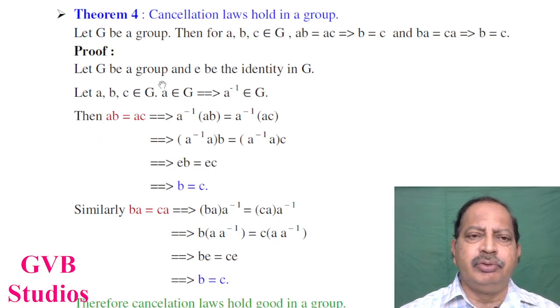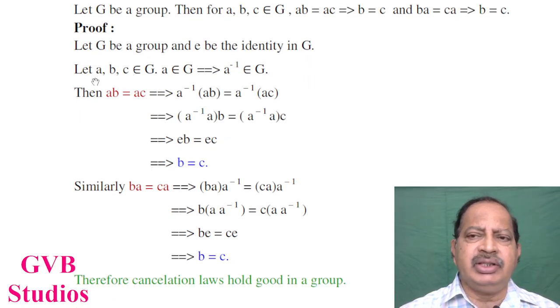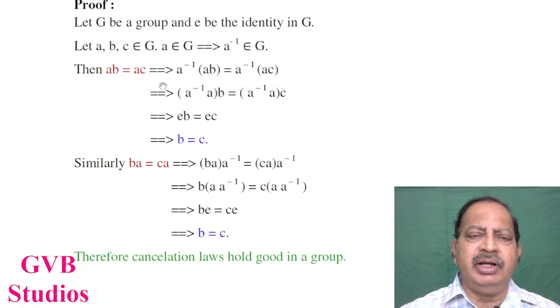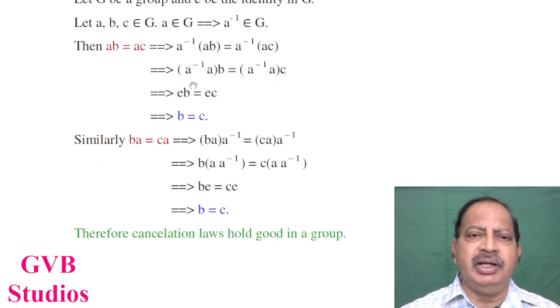Next, proof. Let G be a group and e be the identity element in the G. Always I am saying that e be the identity element. Next, let us take three elements in the group G, a, b, c belong to G. a belong to G implies a inverse exists. So I will let a inverse belong to G. First take the equation ab is equal to ac and operate a inverse on left side of this equation. So I will write a inverse bracket ab is equal to a inverse bracket ac. And using associative law, change the bracket. I will write bracket a inverse a b is equal to bracket a inverse a c.